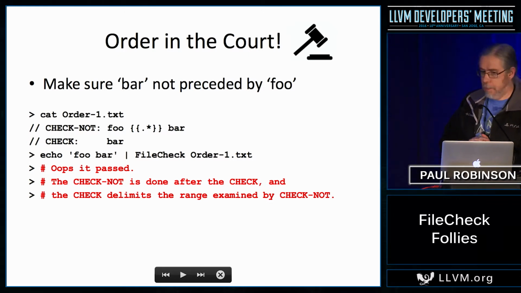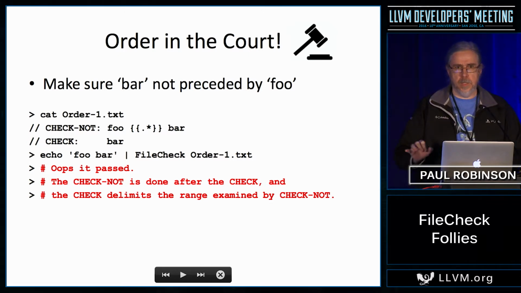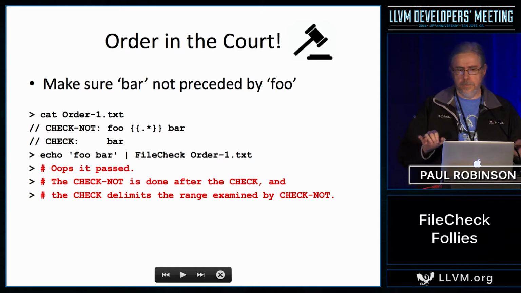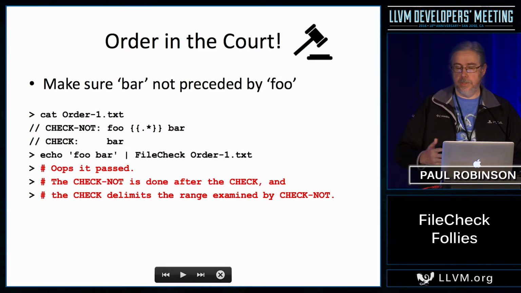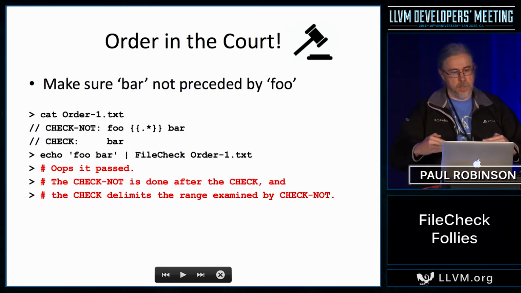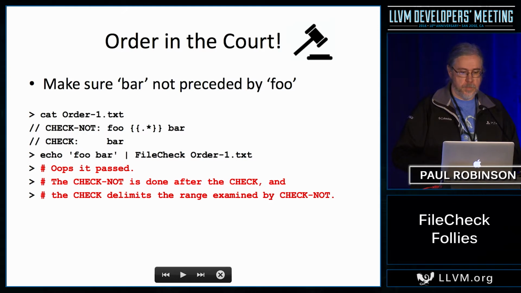So first, we have some text bar, but we don't want to see a foo in front of it on the same line. But we do want to see the bar. So naively we say check not foo followed by bar, and we do check that we want to see bar. We pass our bad text through FileCheck, and it passes. And the problem here is that the check not, it's first in the file, but it isn't actually done first.